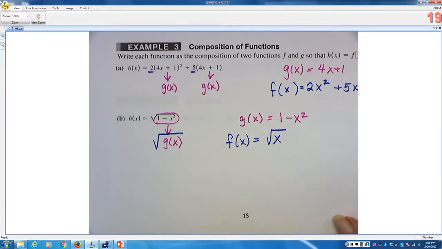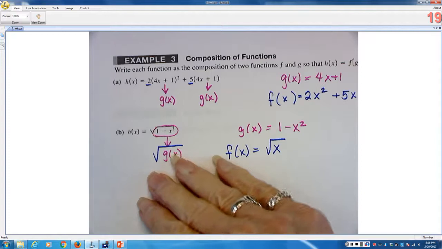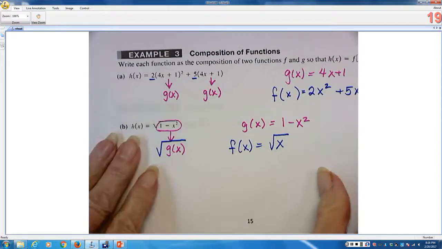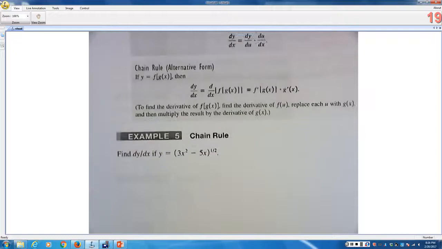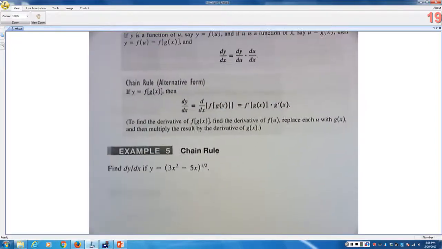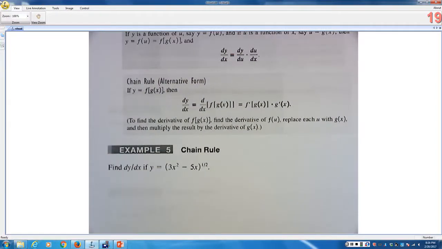Ready? Okay. I don't want to rush you, but we do need to get through. Now, I'm going to show you the chain rule, but I'm not going to expect you to memorize it or be able to explain it to me.